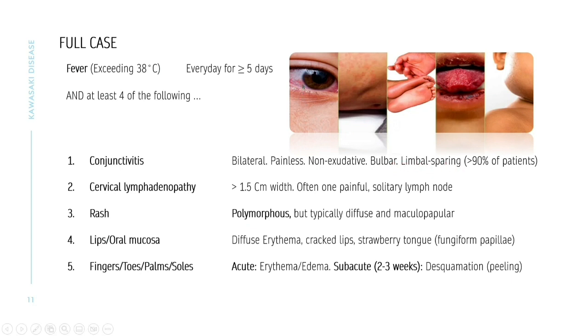The limbus is the junction between the cornea and the conjunctiva. So as you can see there, there's no real involvement of the limbus. That's the meaning of limbal sparing. The second is the cervical lymphadenopathy, and it's usually, but again, this is not written in stone, of course, one solitary nodule, tends to be a bit painful, and the width is more than 1.5 centimeters.